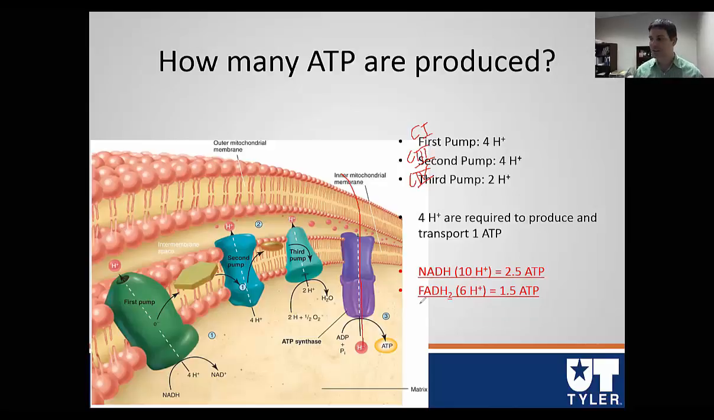If you'll remember, in the previous slide, I introduced that FADH does not enter complex 1. It actually enters its hydrogen or its electrons into complex 2. As you'll see here, complex 2 is not responsible for pumping any protons across, and so we get no proton motive force or increase in ATP from that step. However, we then do pass that electron onto complex 3 and complex 4, giving us a total of 4 plus 2 gives us 6 hydrogens, and 6 divided by 4 gives us 1.5 ATP per FADH generated in the TCA cycle.